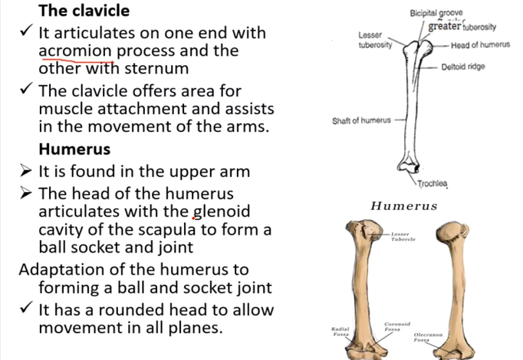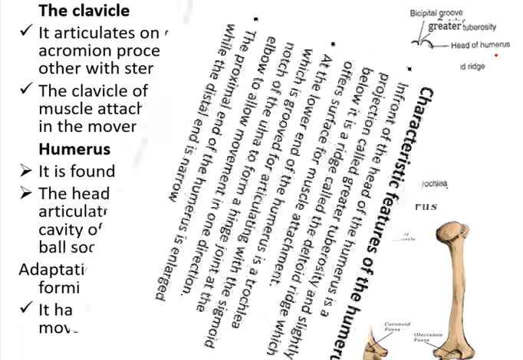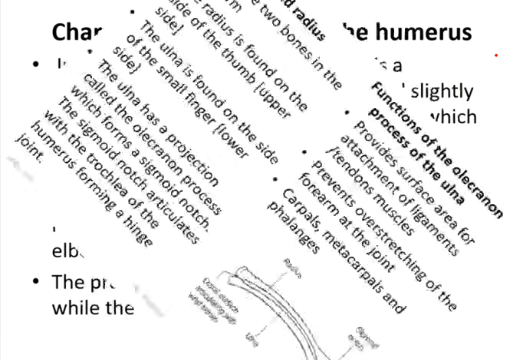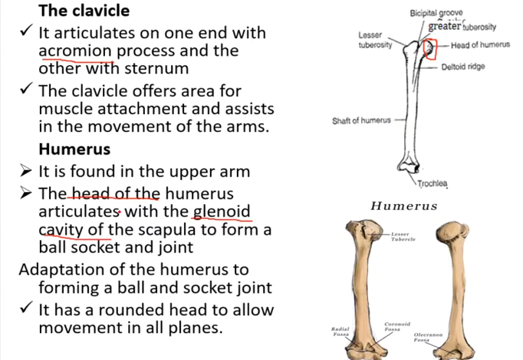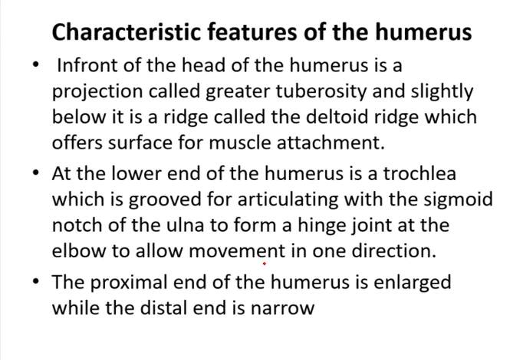As said earlier, the glenoid cavity of the scapula and the head of the humerus articulate to form that joint. You can look here. We have the head of the humerus here, which articulates with the glenoid cavity of the scapula to form that ball and socket joint. Then let's look at the adaptation of the humerus to forming a ball and socket joint. It has a rounded head, as we have said, to allow movement in all planes.